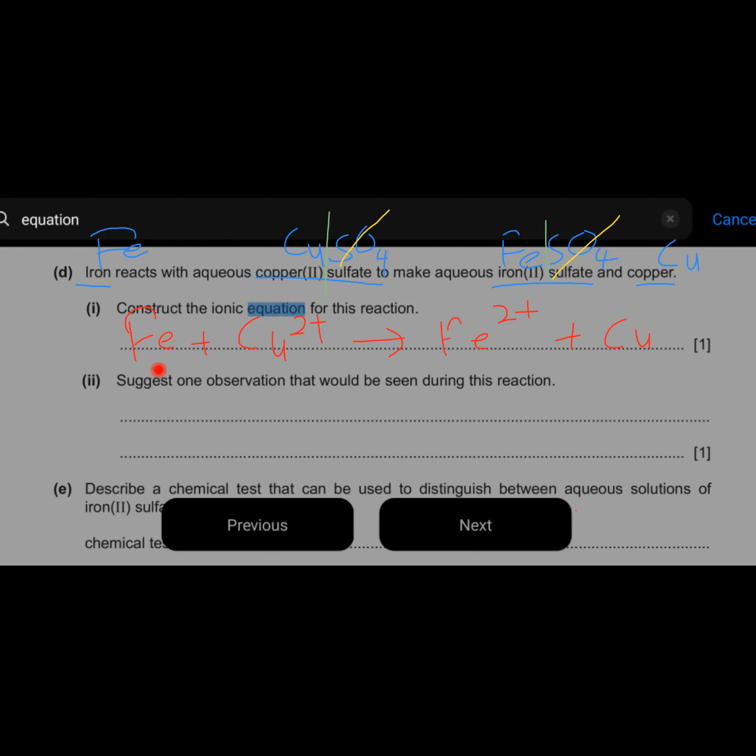So you write iron reacts with copper 2 plus, to make, on the other side of the arrow, iron 2 plus and copper. Copper the metal, you write without a charge. Now it makes sense, right? It makes total sense if you write like this.